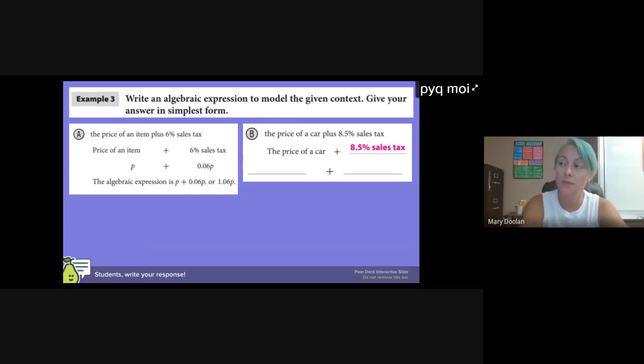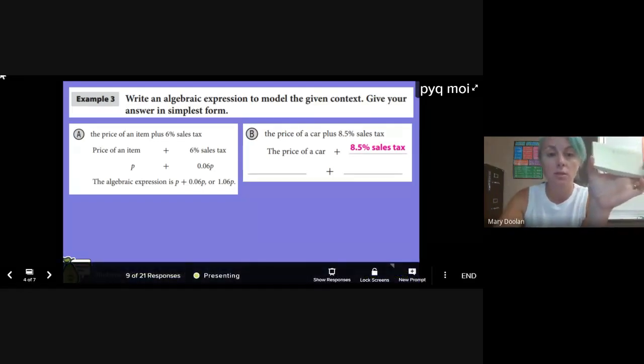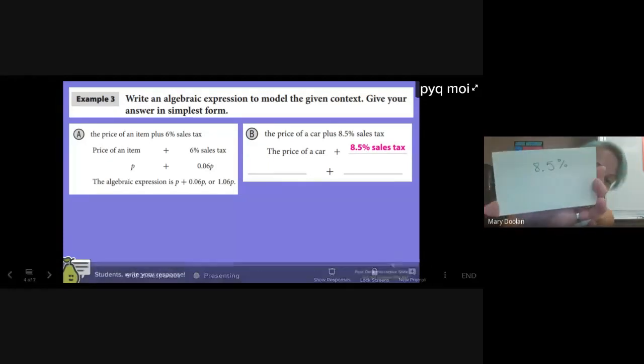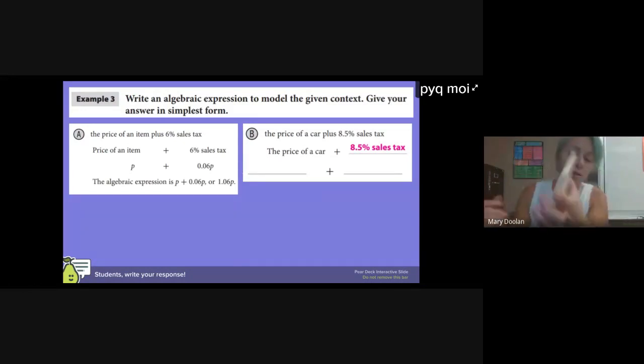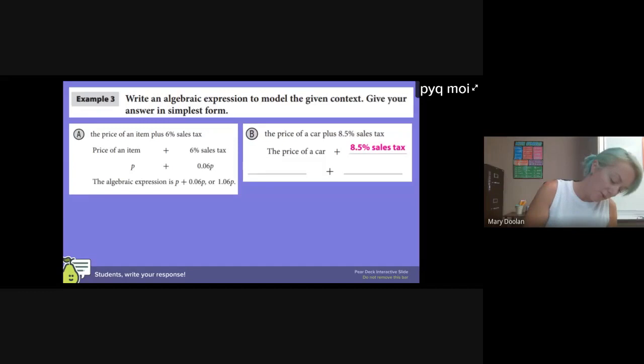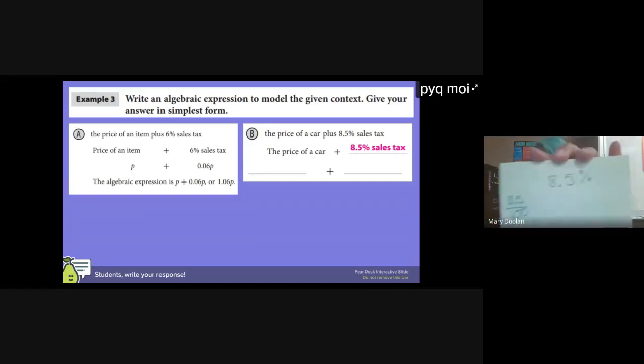Okay, so another way to take a percent and change it into a decimal. Let me show you guys. So here's a percent that I want to change into a decimal. I told you guys one way to think of it is you think of that number per 100. So if I want to change a percent, I could think of it as being per 100.